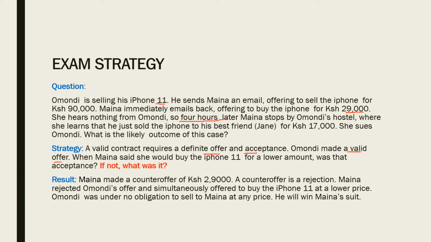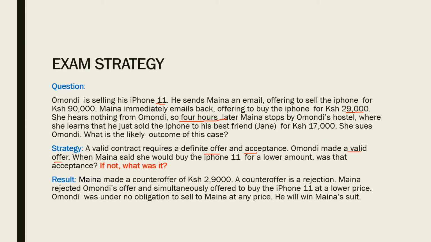And so in this case the question is, was there acceptance, and if not, what was it? It is exactly a counter offer like I've stated earlier, and the result here is that Minor made a counter offer of 29,000. And remember, a counter offer is a rejection. This takes you back to the previous video. We said a counter offer is a rejection. Remember, the phone was 90,000. Minor says I'll buy the phone at 29,000. That means she has rejected the offer of 90,000 by saying she'll buy the phone at 29,000.